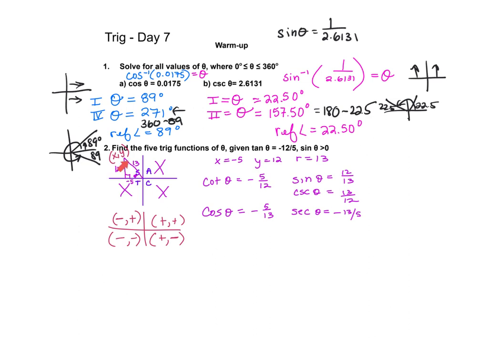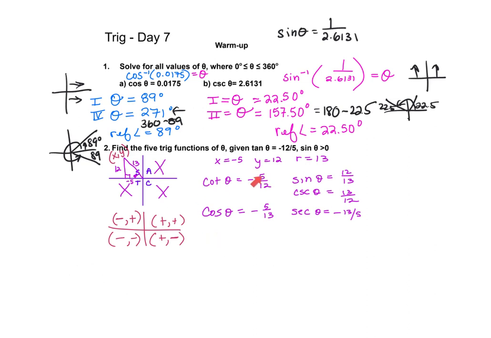So I draw my reference triangle here, and I know that tangent is y over x. So my y is 12, and my x is negative 5. X is negative in quadrant 2, 12 is positive. Using the Pythagorean theorem, I find my radius is 13. Remember, we're not in the unit circle. So now I know what x, y, and r are, so I can find my other trig function values.